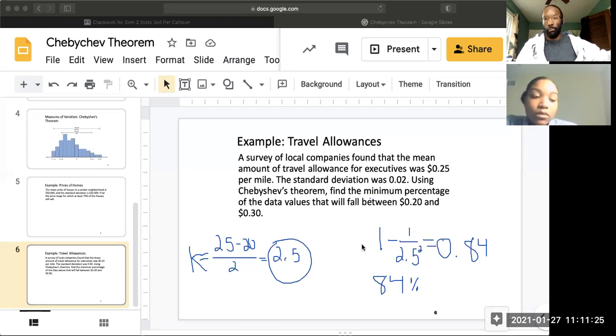away a value is. And if you know the number of standard deviations, you can determine what percentage of the data falls within that range.